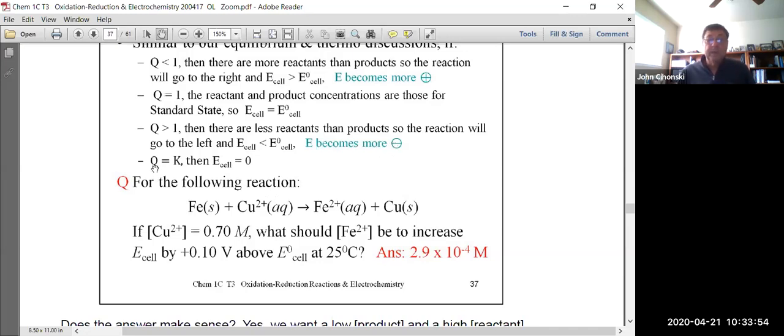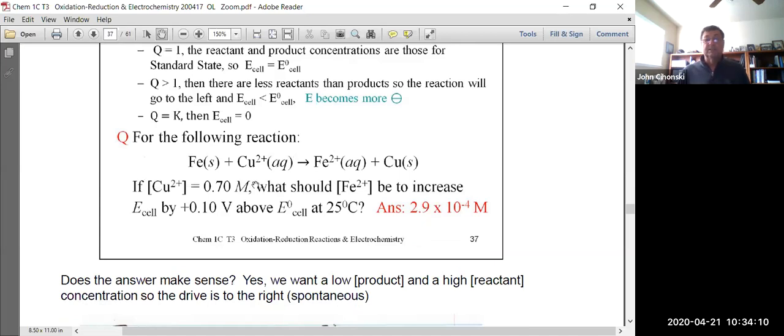And then, of course, we have Q is equal to K. If Q is equal to K, then the E cell is at 0. It's at equilibrium. It's not going to the right or the left. So let's do this. Let's look at a quick example.